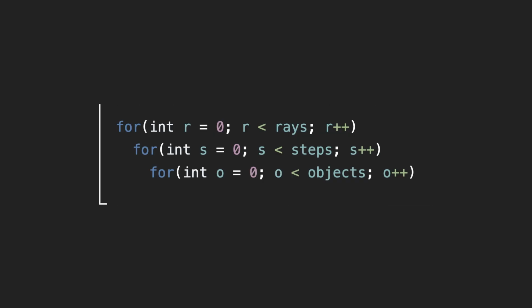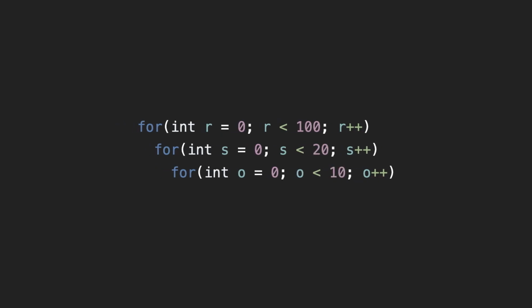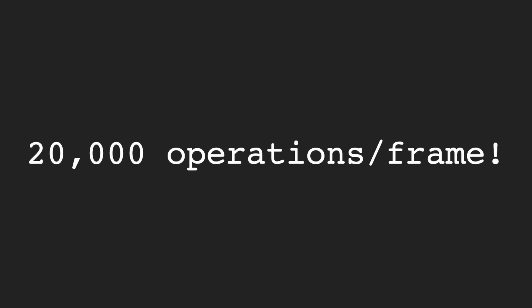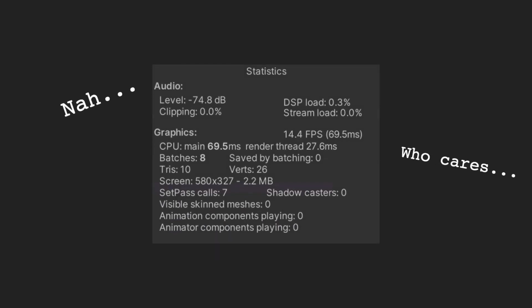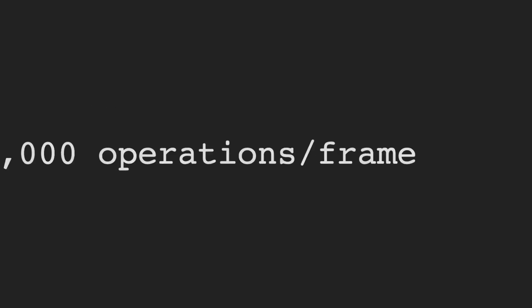To give you an example of how hard our poor CPU is working at the moment, let's imagine we want to cast out 100 rays from the camera for a resolution of 100 pixels, have each ray step forward a maximum of 20 times, and we have 10 shapes in the scene. That's already 20,000 operations per frame, all to render just a simple line. I normally wouldn't worry too much about performance for a little project like this, but this number was pretty absurd.